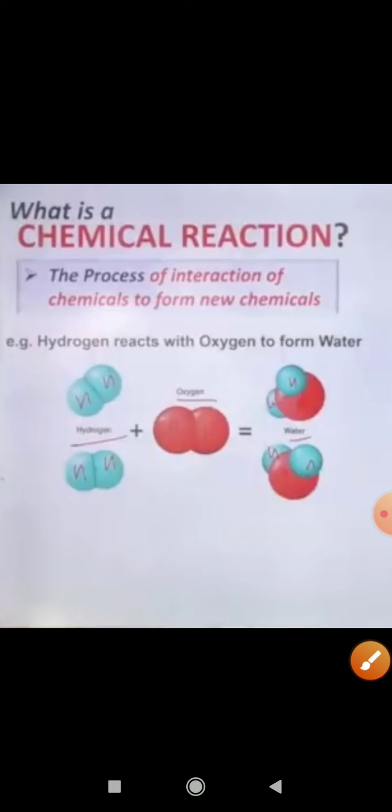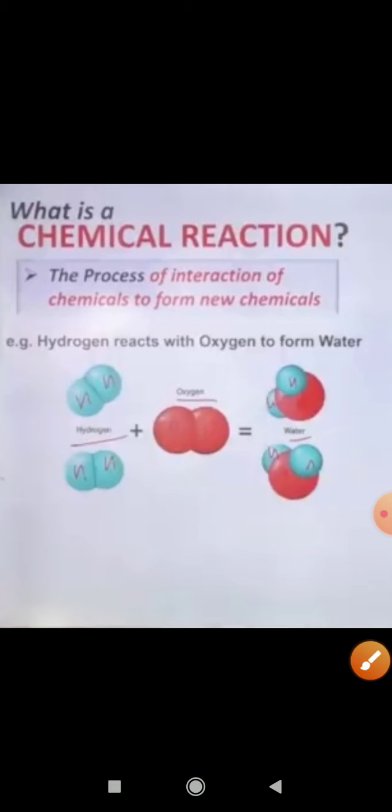So, what is a chemical reaction? This is important. A chemical reaction is the process of interaction of chemicals to form new substances. It means the process of interaction of chemicals to form new chemicals.